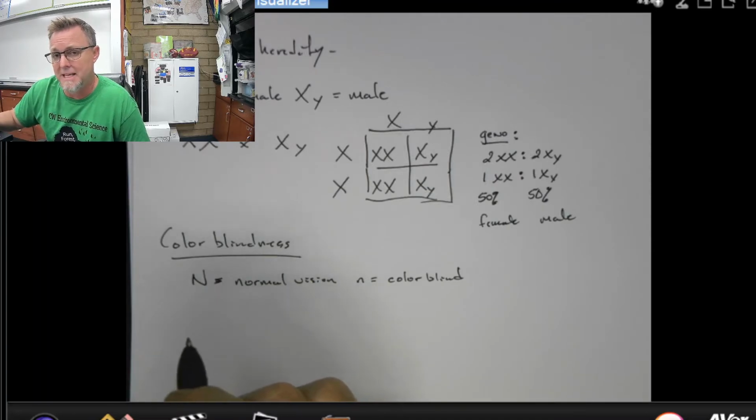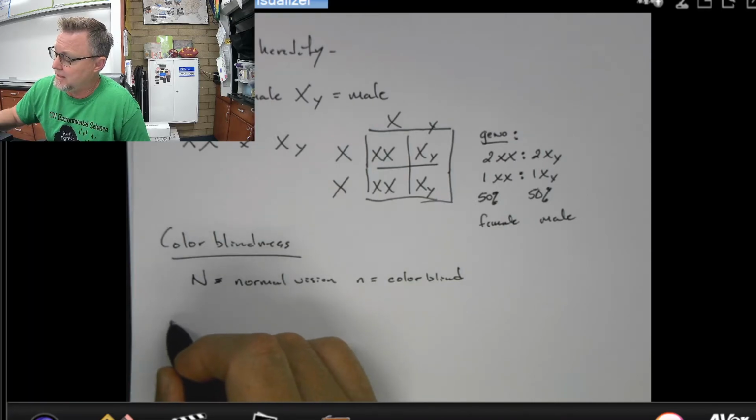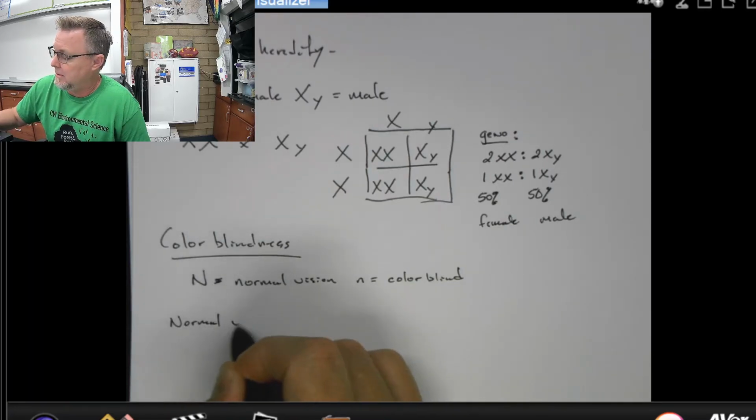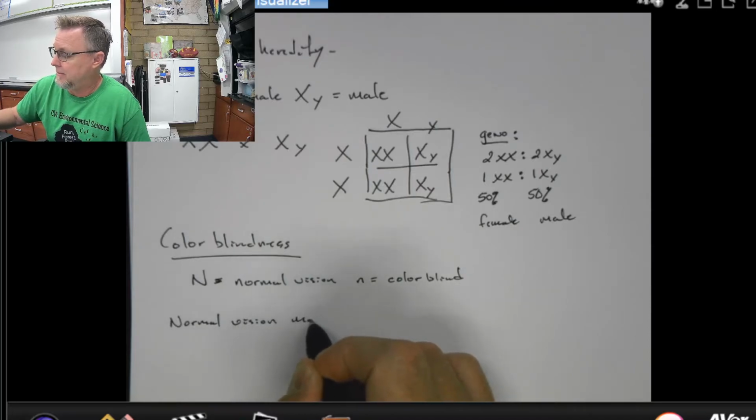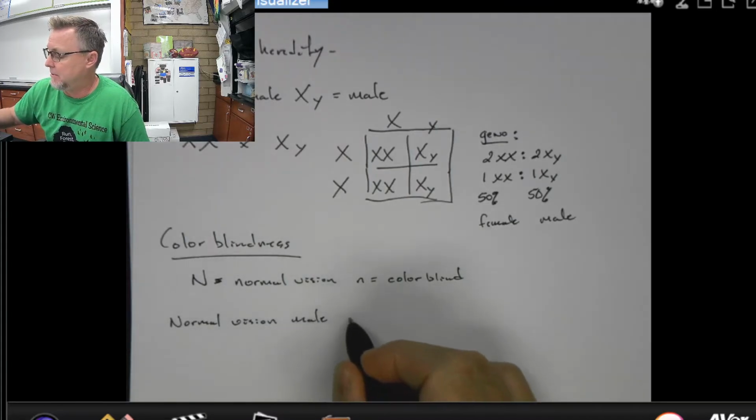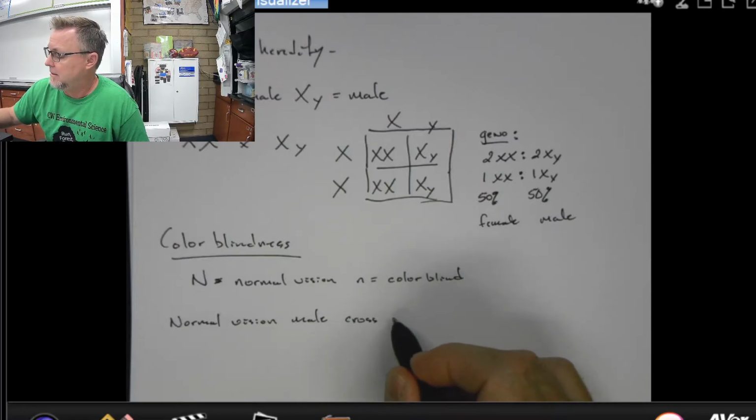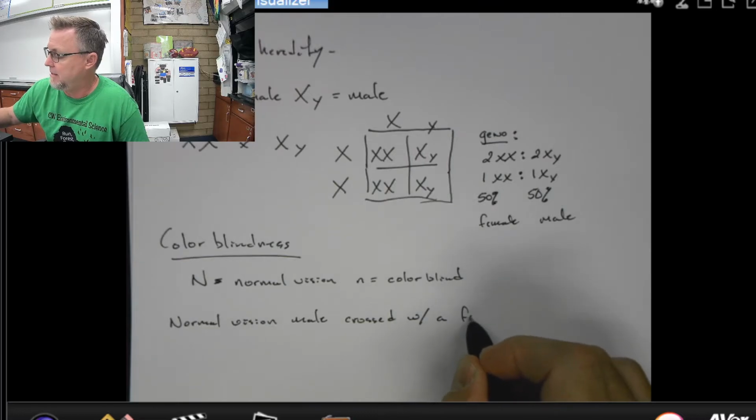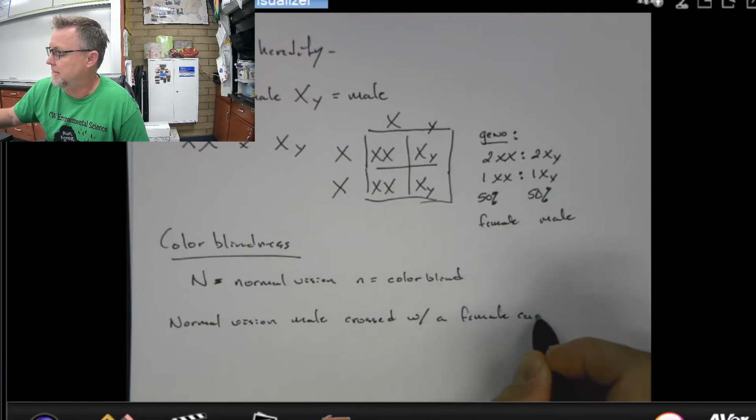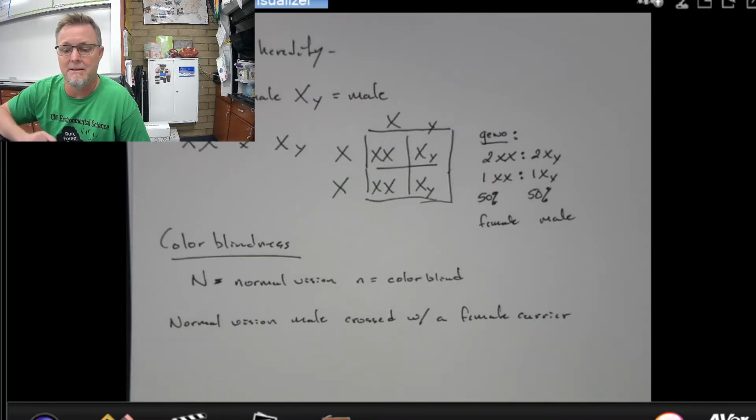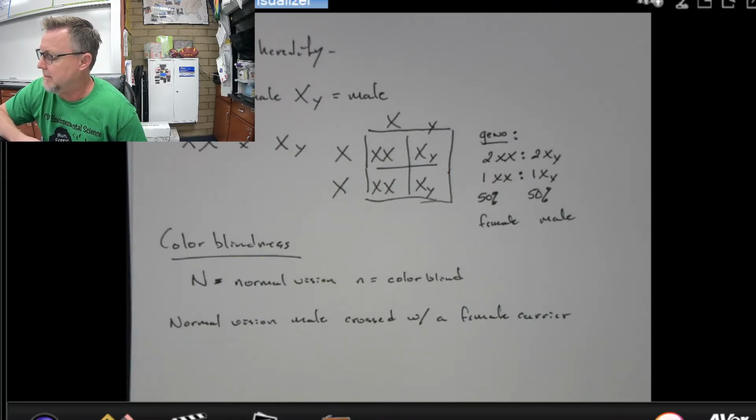Since I told you it's passed from mother to son, and I told you it's fairly rare, let's assume we're going to take a normal vision male, right? And we're going to cross him with a female carrier. All right, that's about all we need to say, and then we can do genotype and phenotype, right? So normal vision male crossed with a female carrier. And it doesn't seem like I've given you a lot of information here to set this problem up, but I've actually given you all you need.